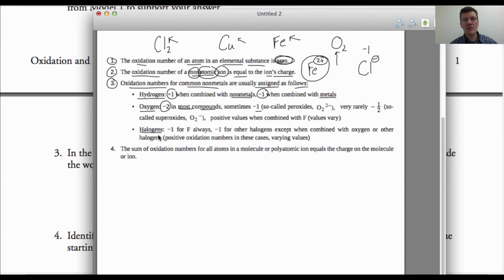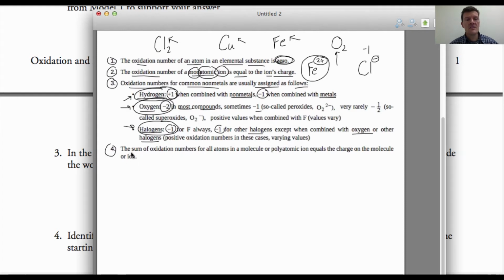Halogens, that is the group with chlorine, fluorine, bromine, are always going to be -1. -1 for fluorine, -1 for other halogens, except when combined with oxygen or other halogens. In that case, there is an exception. But for the most part, hydrogen is going to have a +1, oxygen -2, halogens are -1. There is some consistency there that is going to help you when you're finding the oxidation numbers of other elements in compounds with these three: hydrogen, oxygen, and the halogens.